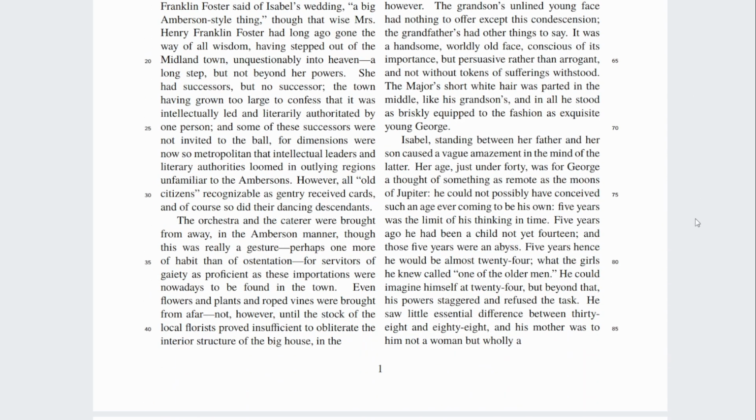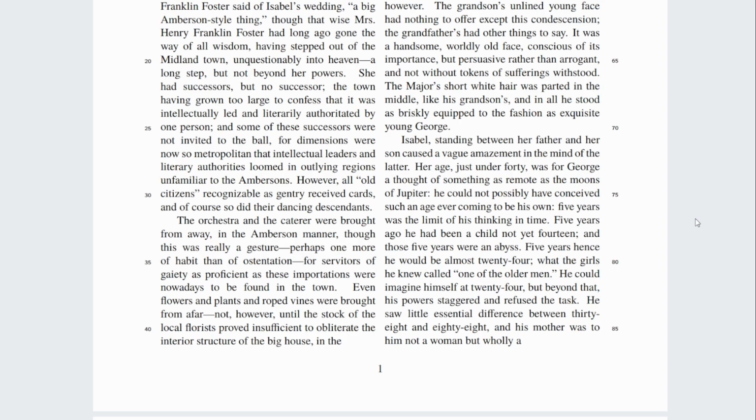Isabel, standing between her father and her son, caused a vague amazement in the mind of the latter. Her age, just under 40, was for George a thought of something as remote as moons of Jupiter. He could not possibly have conceived such an age ever coming to be his own. 5 years was the limit of his thinking time. 5 years ago he had been a child not yet 14, and those 5 years were an abyss. 5 years hence he knew he would be almost 24, what the girls he knew called one of the older men. He could imagine himself at 24, but beyond that his powers staggered and refused the task.